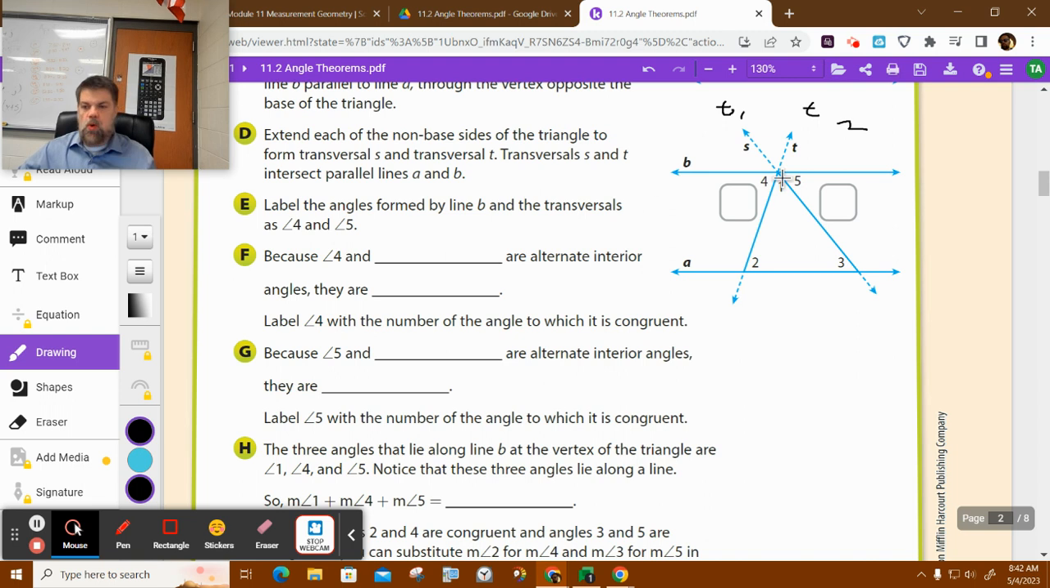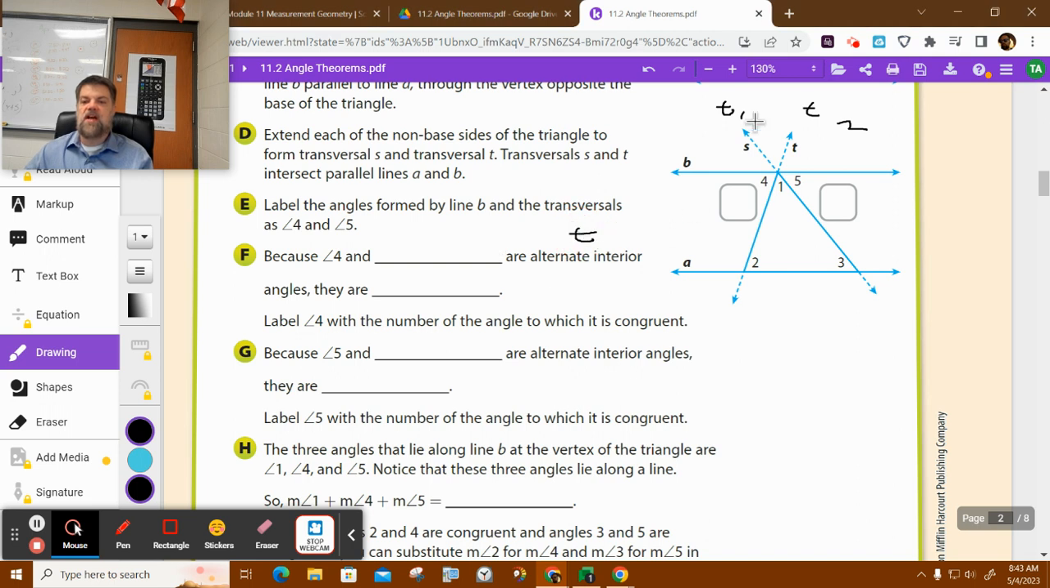Well, because 4 is an alternate... I'm trying to think of how, I know the answer, I just don't want to say the answer. It says because 4 and blank are the alternate interior. What is the alternate interior to 4? Oh, 1. Alternate means they're on opposite sides of the transversal. This transversal T. So let me help you.